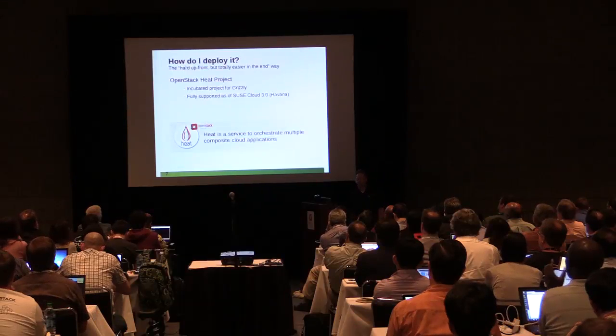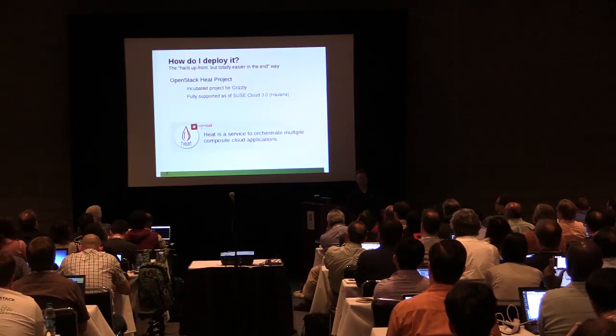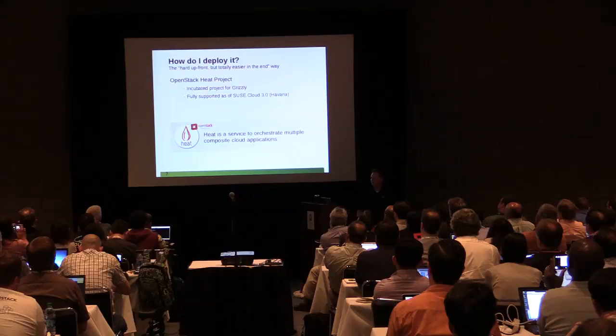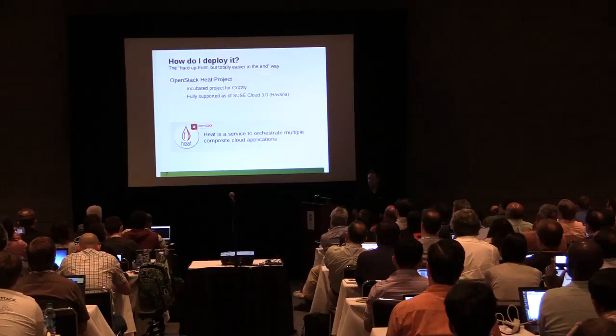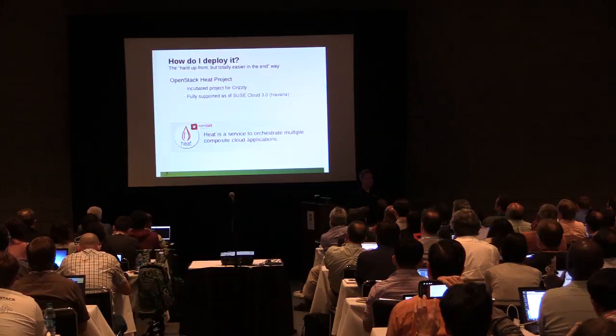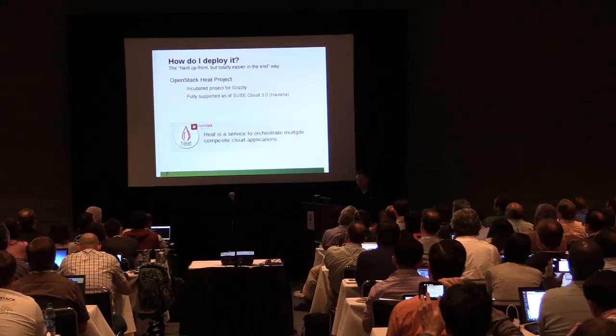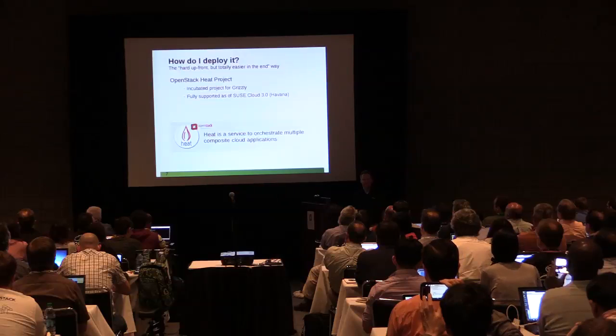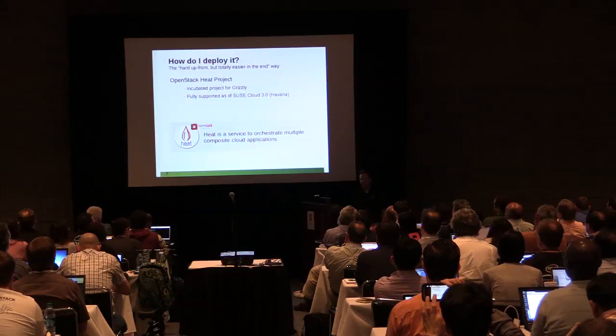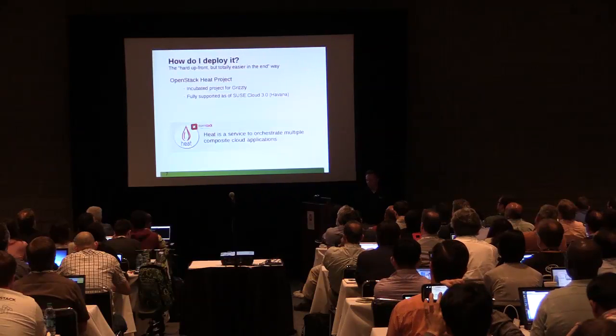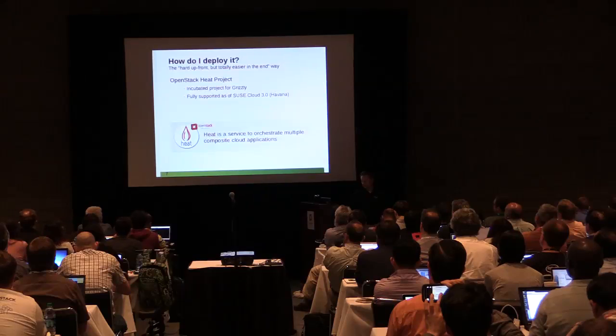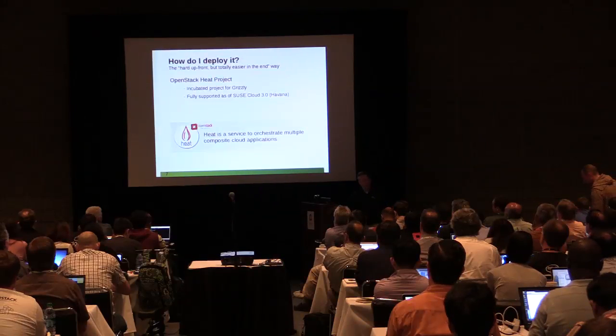And then there's the hard up front, but totally easier in the end. So from Project Grizzly, Heat has been in there. Now, Grizzly had a lot of problems in that particular code, but Havana works really well. It's fully supported in SUSE Cloud 3. So this is what's going to provide your orchestration layer in OpenStack today.